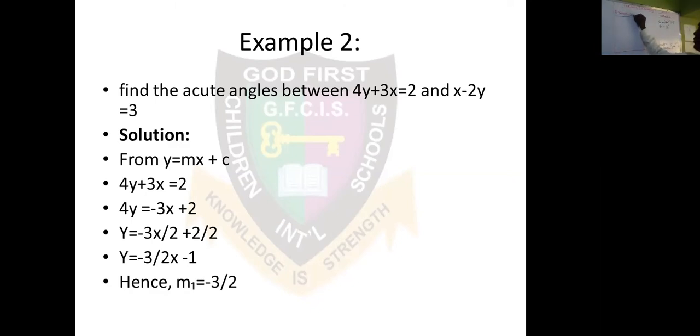Example 2. Find the acute angle between 4y plus 3x equal to 2 and x minus 2y equal to 3. So our solution.